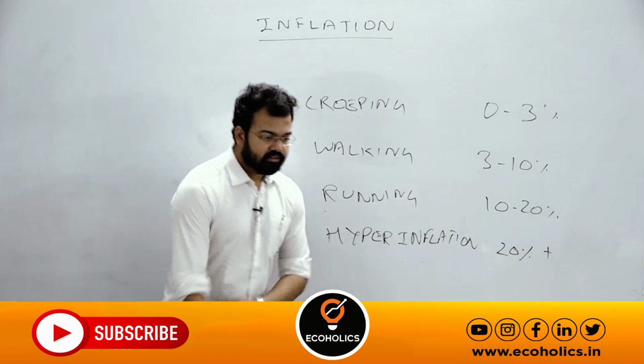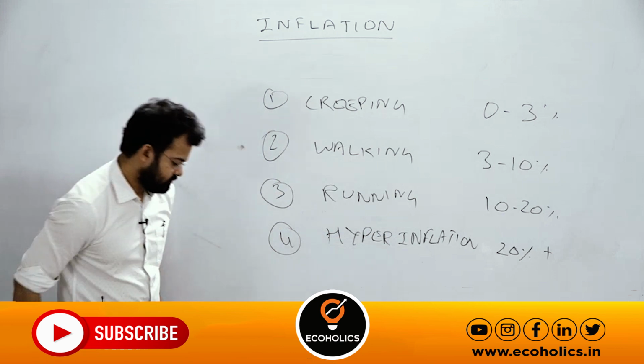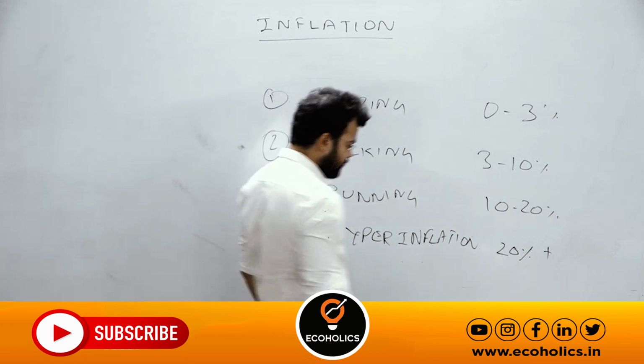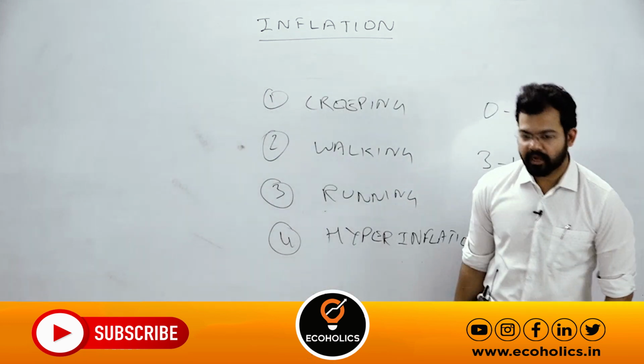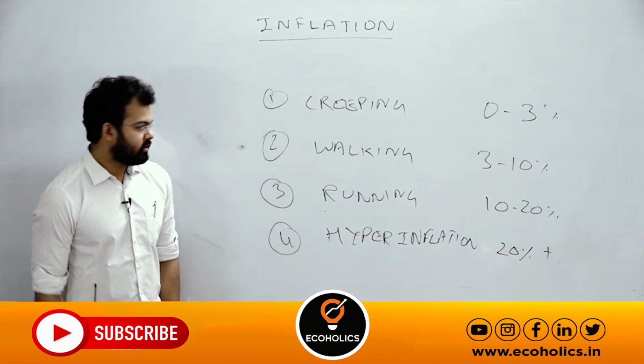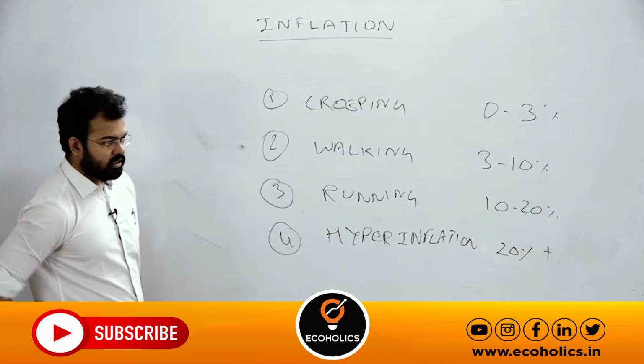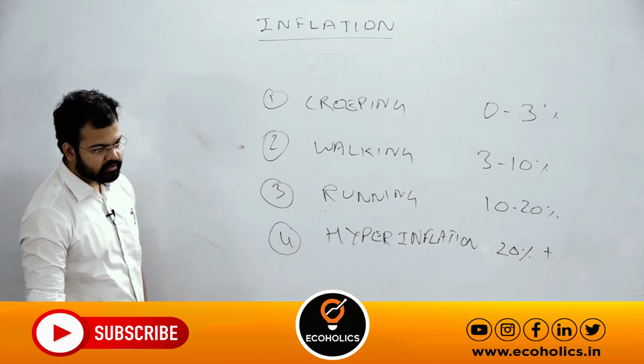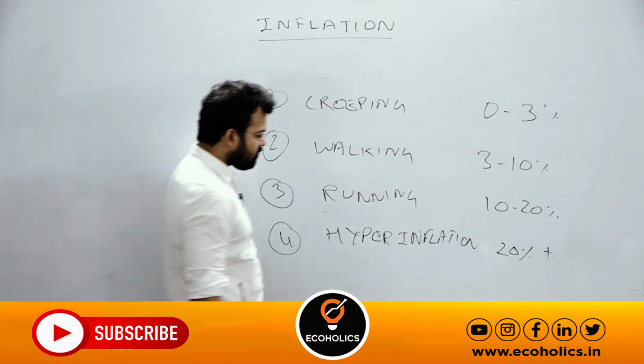Next is running inflation. Running inflation. Bracket is 10 to 20%. Write one line. It is not a regular phenomenon.